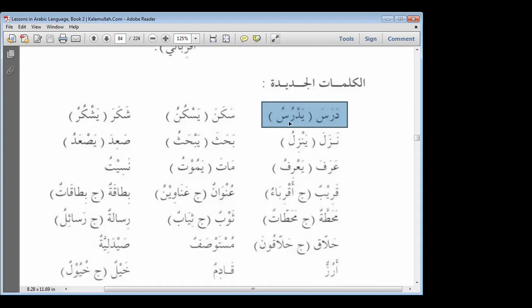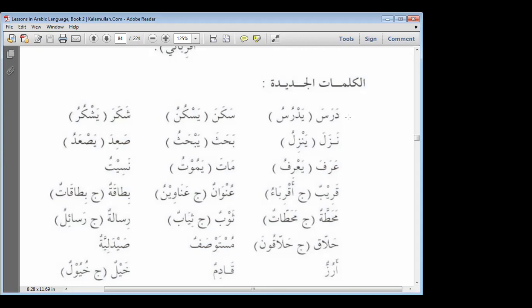Sakana yaskunu. Shakara yashkuru. Nazala yanzilu. Bahatha yabhathu. Sa'ida yas'adu. Arafa ya'rifu. Mata yamutu. Nasitu. Right, so this is just one version of the verb, nasitu. This means, I forgot, past tense, right?